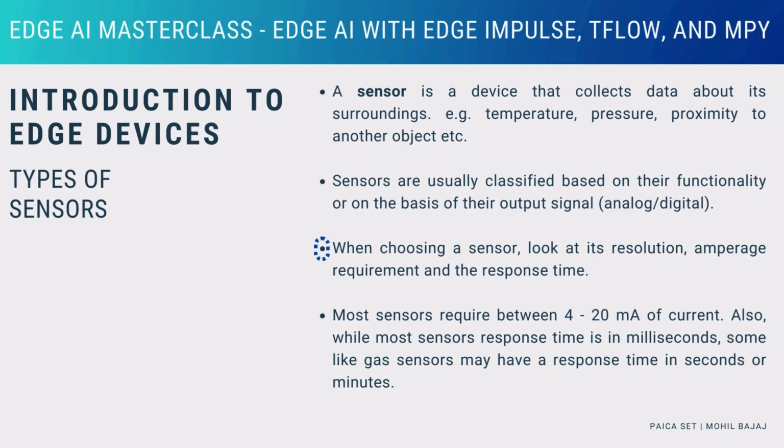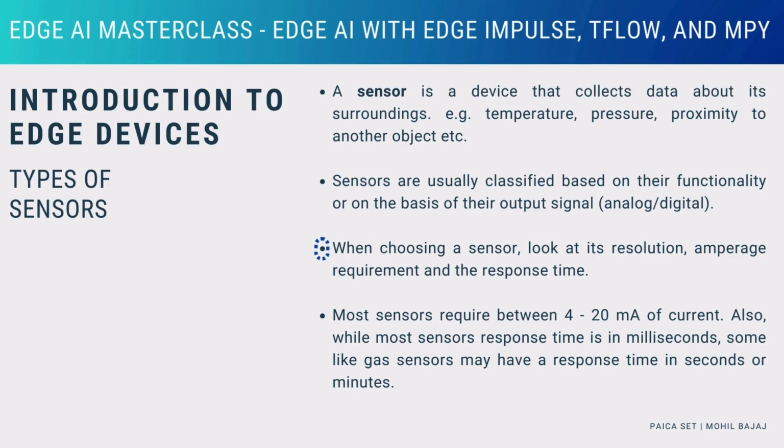The second factor to consider is the amperage or current requirement. Sensors, like any other device, require current to operate, and this typically ranges from 4 to 20 milliampere. Certain high-performance sensors might need more, or energy-efficient models might need less.